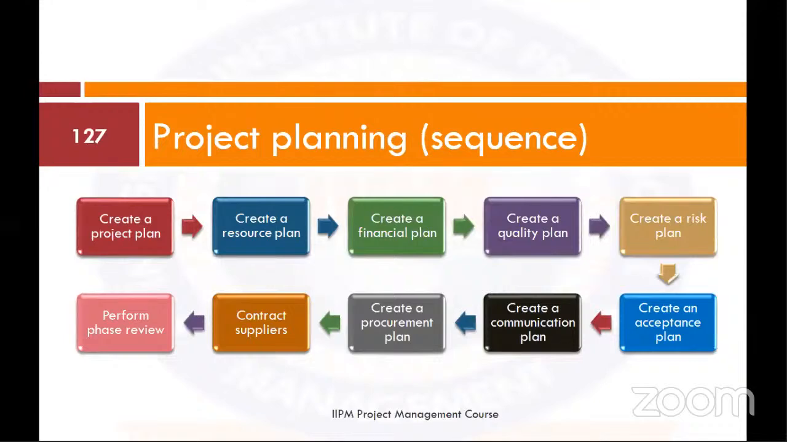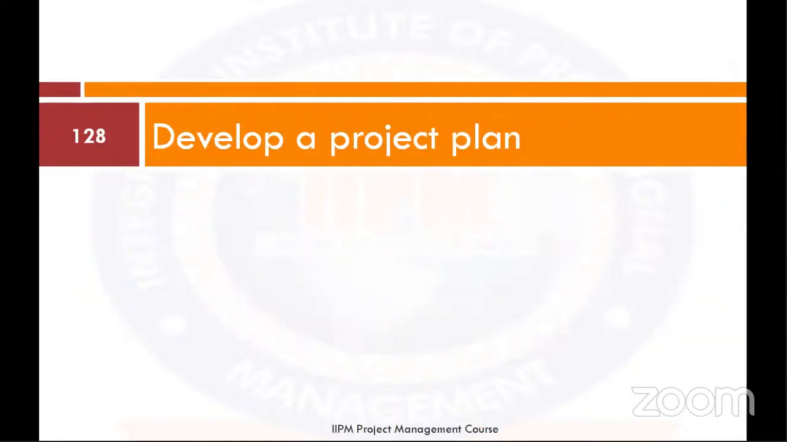Now, after you're done with phase one, which is initiation, as soon as your project topic is approved, then by phase two, which is the third week, you'll be presenting your project plan. You create a project plan. In the project plan, you have your resource plan, financial plan, quality plan, risk plan, acceptance plan, communication plan, procurement plan, contracts and contract supplier staff plan, and then you review. So let's look at each of them and what they have to say.